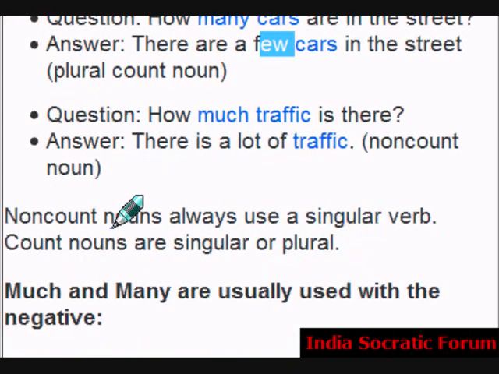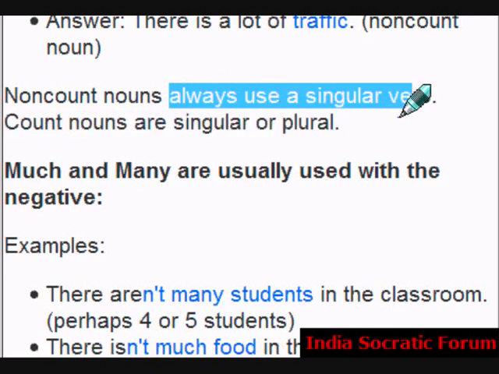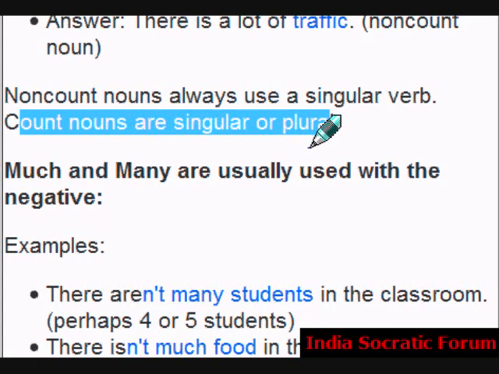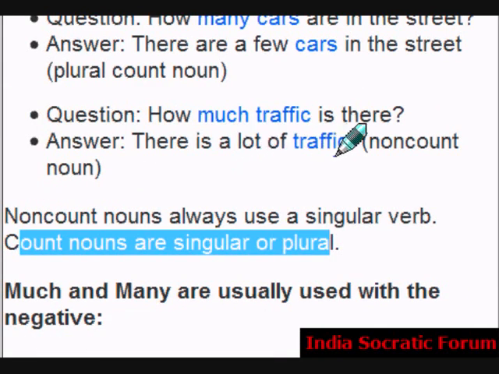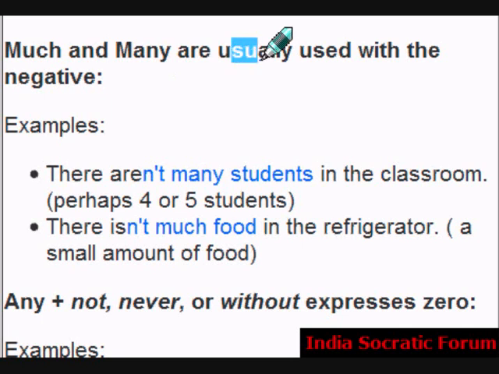Okay. Non-count nouns always use a singular verb. Count nouns are singular or plural. Look, we don't use traffics. It's not allowed. It's always singular. Much and many are usually used with negatives, because we don't use much and many in the positive. Very rarely we use them, but many times we use them in a negative context.